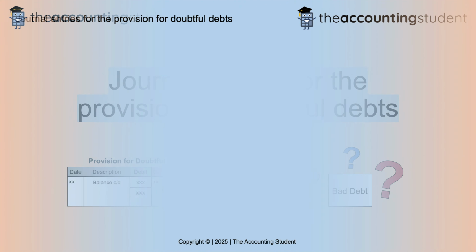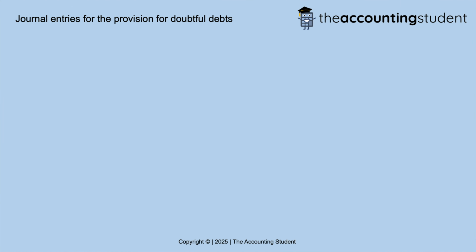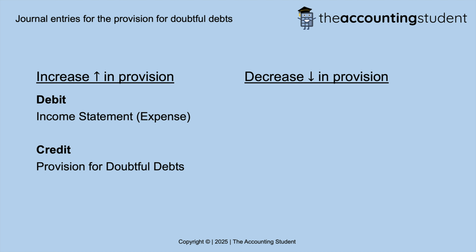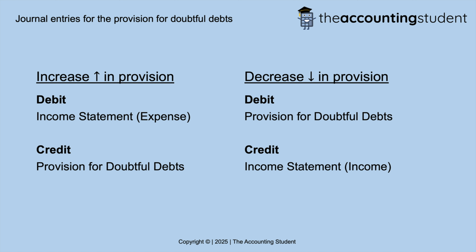First of all, we need to look at the debits and credits for the increase or decrease in provision. If there is an increase in the provision, the debit will be on the income statement as an expense, and the corresponding credit entry will be in the provision for doubtful debts. If there is a decrease in the provision, then the debit will be for the provision for doubtful debts, and the credit entry will be for the income statement as income.